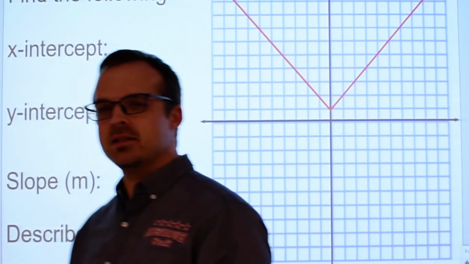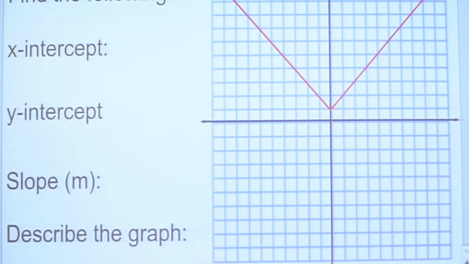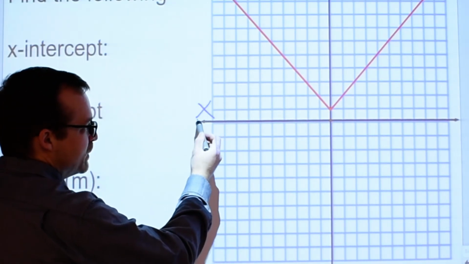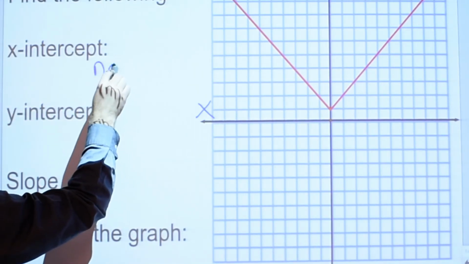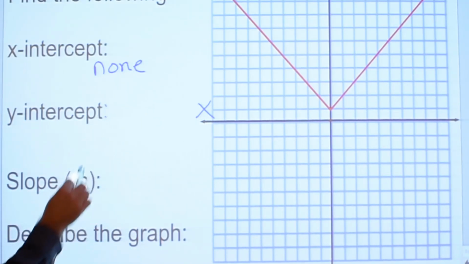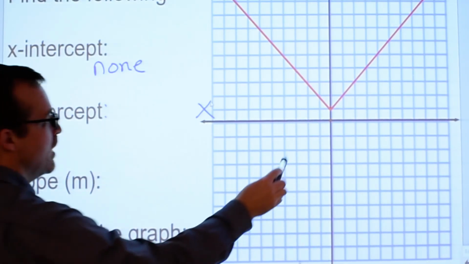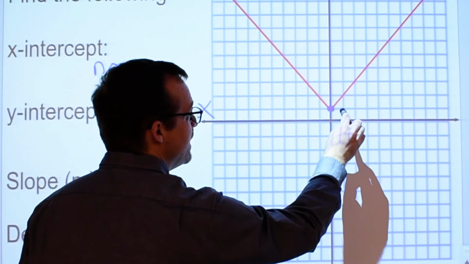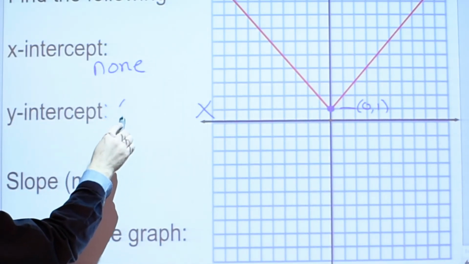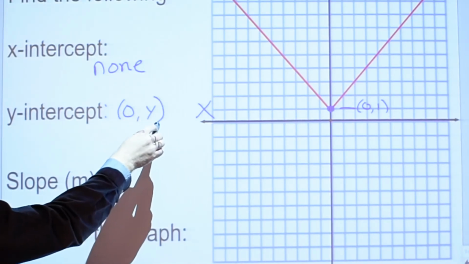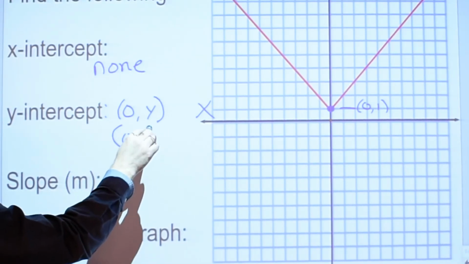All right, x-intercept. Do you see this graph crossing the x-axis anywhere? Because I sure don't. The x-axis would be right here. This graph is not crossing the x-axis, so there are none. The y-intercept does have one of those. It does cross the y-axis right here, and that is at the point 0, 1. Again, all y-intercepts should be 0, some y value. In this case, it's 0, 1.